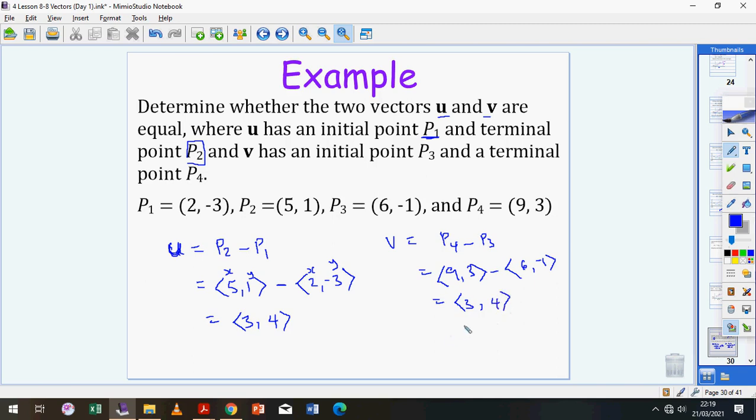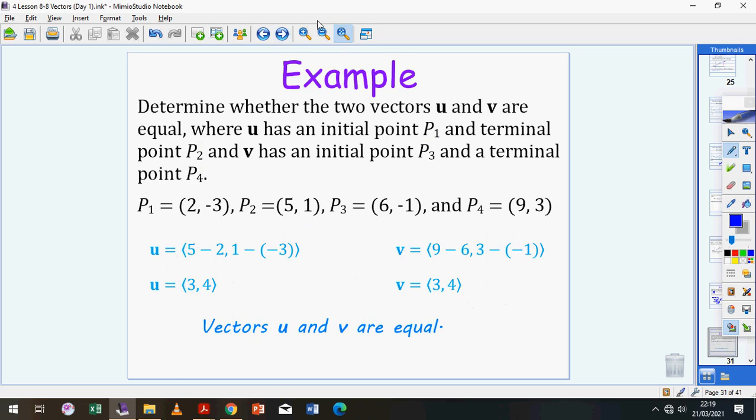So these vectors have the same position vector. If I calculate the magnitude from this, it will be the same. If I calculate the direction from this, which we'll look at in the next lesson, it will still be equal. So these vectors are the exact same because they have the same position vector.